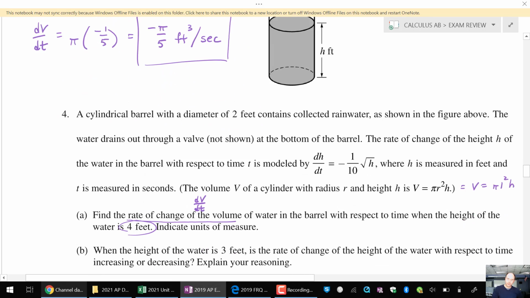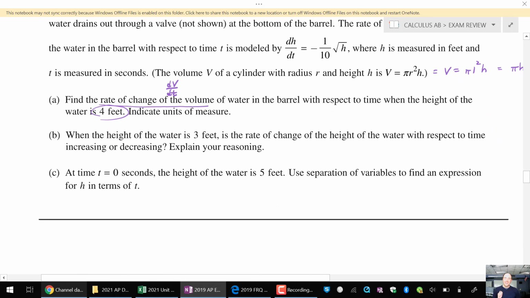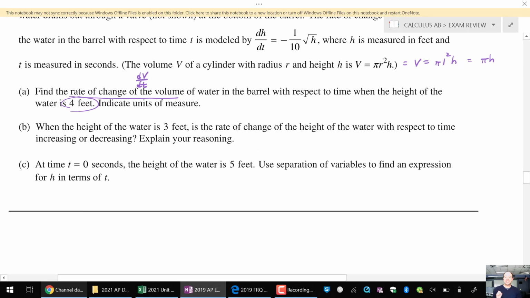Now letter B. Next part says, when the height of the water is now 3 feet, is the rate of change of the height of the water increasing or decreasing? Be careful here, this question is asking us specifically whether the rate of the height of the water is changing, increasing or decreasing. So this is sort of going to go after a second derivative analysis right here. How do I know if a rate is increasing or decreasing? I need to analyze its second derivative.